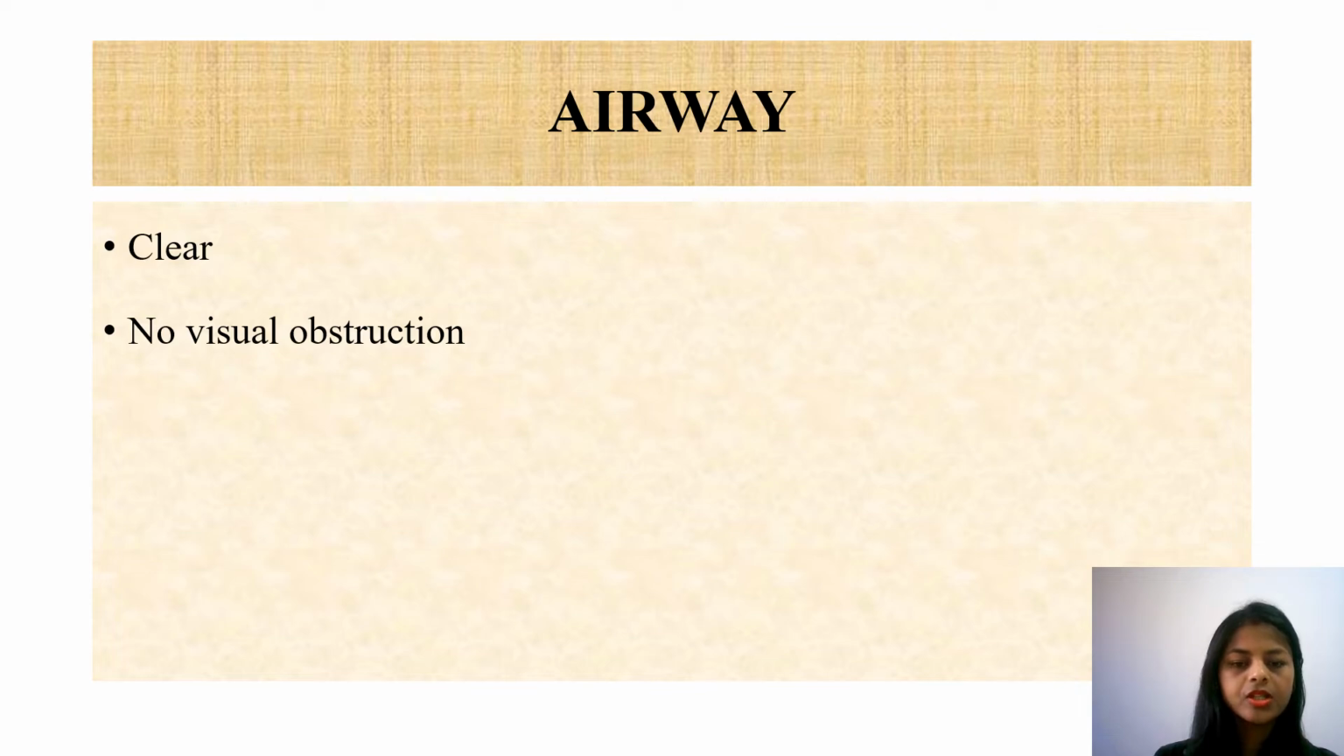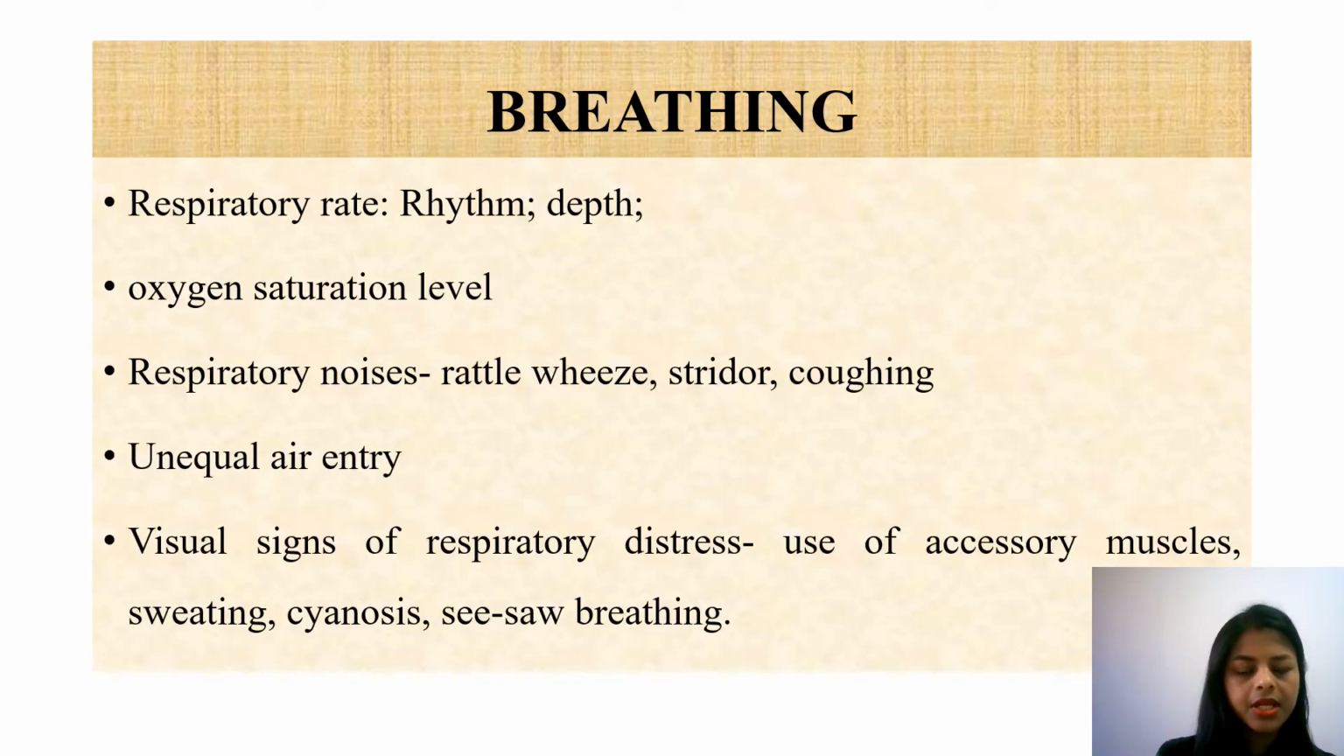So in the ABCDE assessment, airway is first. You have to ask the patient to take a deep breath, and you have to state that as the patient can take a deep breath and can speak full sentences, the airway is clear and there is no visual obstruction. So second is breathing.